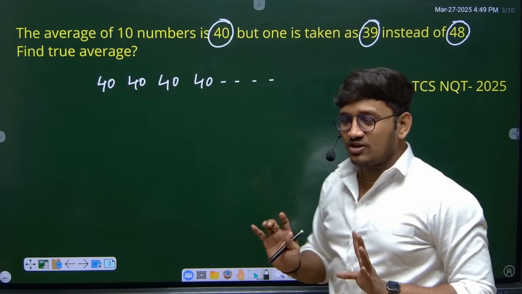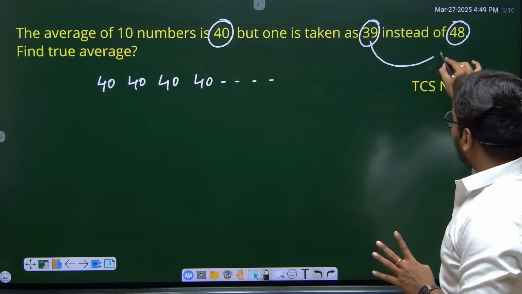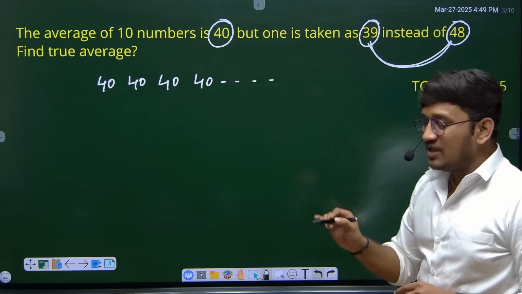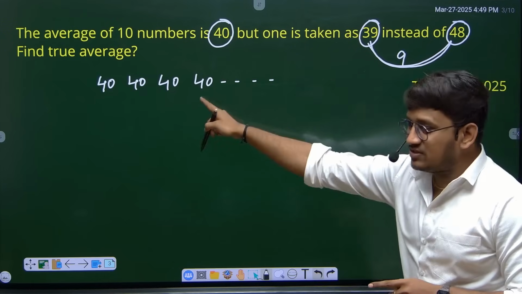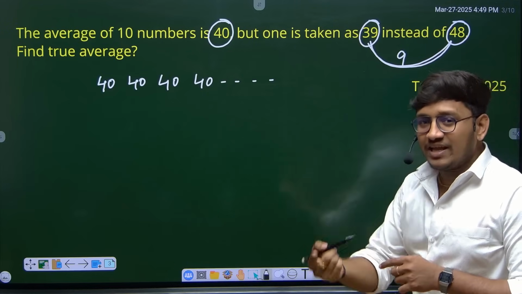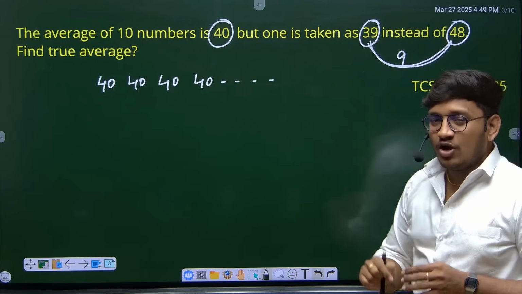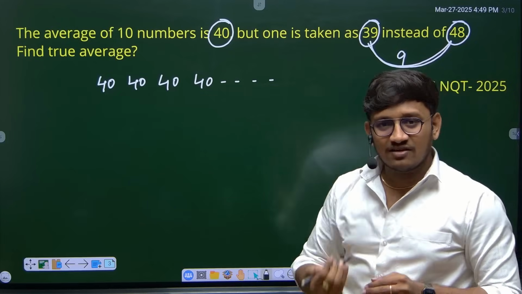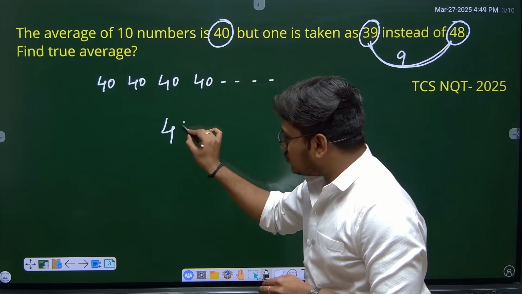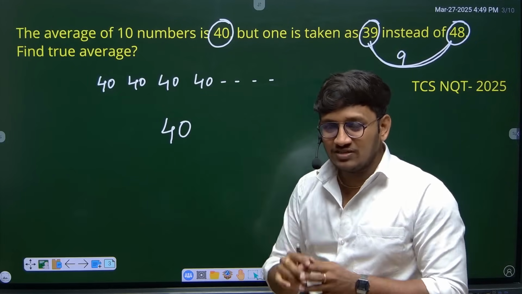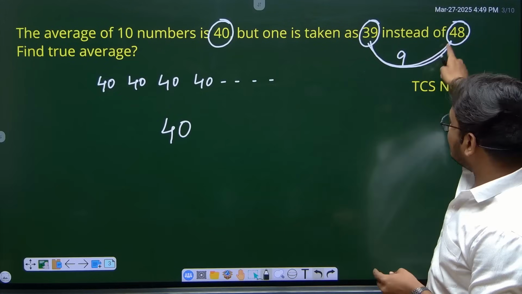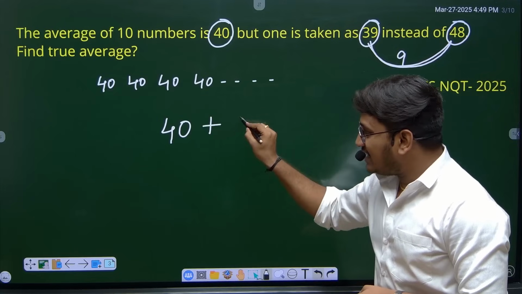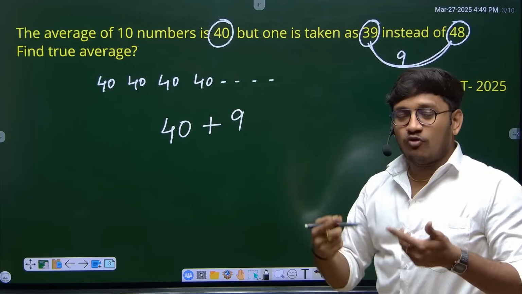Now, the only thing you need to do is find the difference between 39 and 48. It is 9. Because of taking 39, my average is 40. What if I would have taken the actual value as 48? Obviously, the average will increase, right? My average is 40 for 10 members. If I would have taken that 9 extra, what would be the new average?